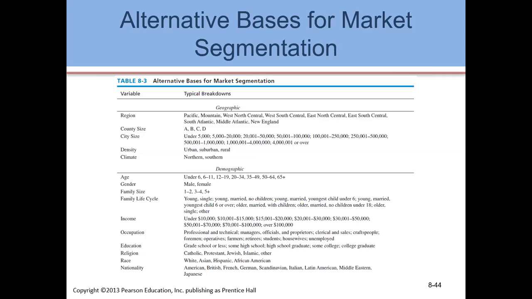For example, in our first segmentation group, we can say that in geographic, from the region part, I'm picking Pacific. From the country size, it is A. For the city size, it is under 5,000. For the density, it is urban. For the climate, it is suppose northern. For the age, it is between 6 to 11. For the gender, it might be male or female. For the family size, it can be 1, 2, 3, 4. For the family life cycle, it can be young, single, married, or whatsoever, based upon the age distribution. For the income, it can be any of these income ranges.